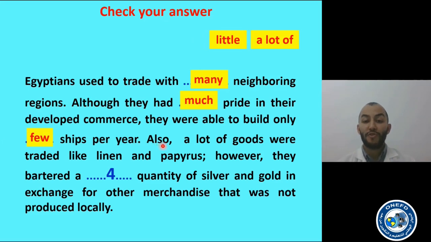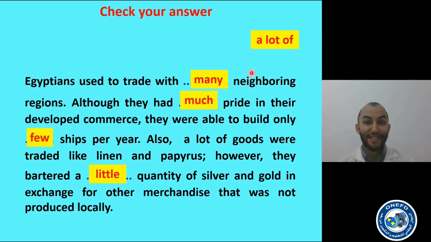Also, a lot of goods were traded like linen and papyrus. However, they bartered quantity of silver. What about quantity? So we have a little quantity of silver and gold in exchange for other merchandise that was not produced locally. We still have a lot of. Where can we place it? In here? In here? In here or in here?